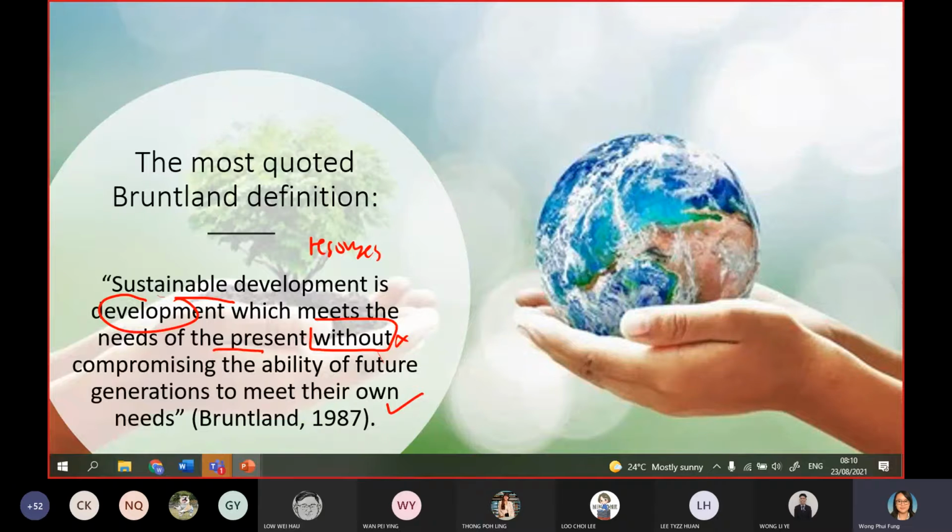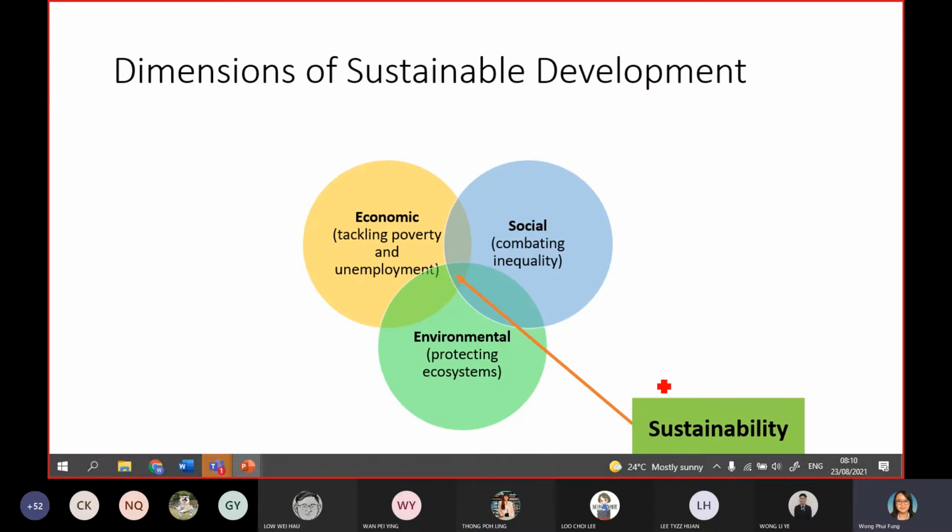Okay, so when we talk about sustainability, remember these three pillars: economic prosperity, environmental quality, and social equity. So how is sustainability different from green? When we talk about green building and sustainable building, they are different.